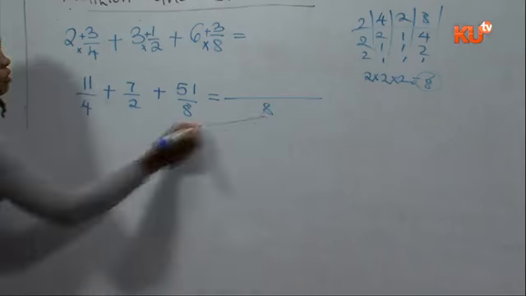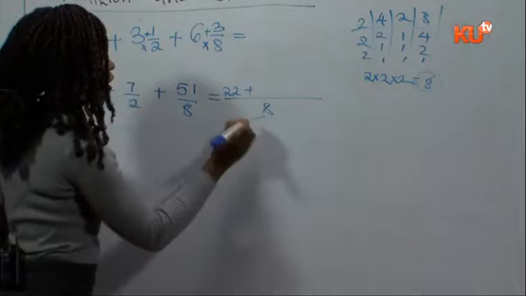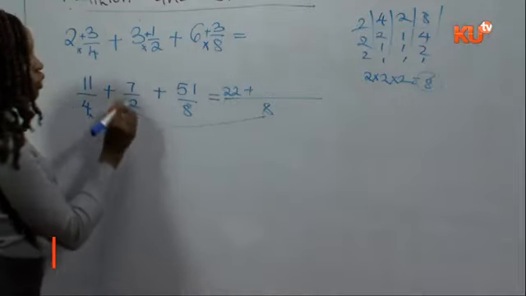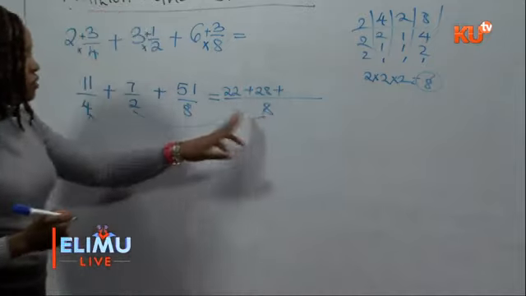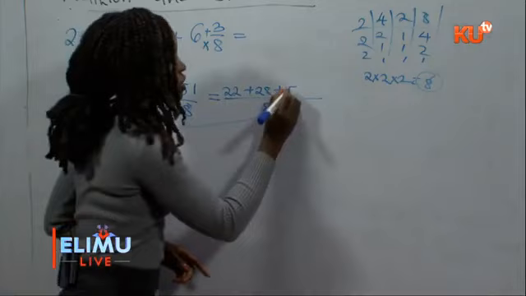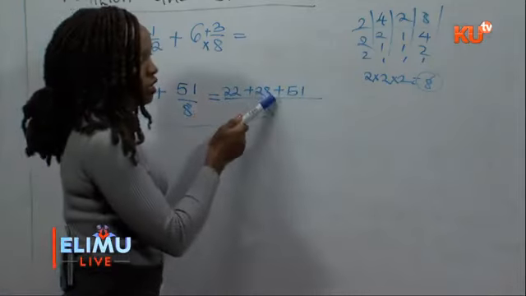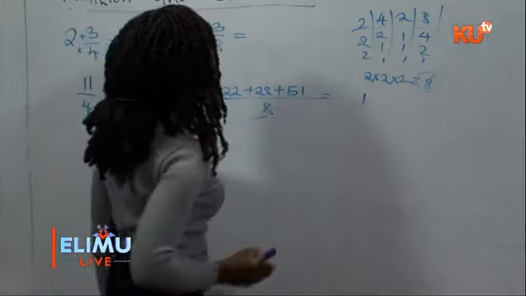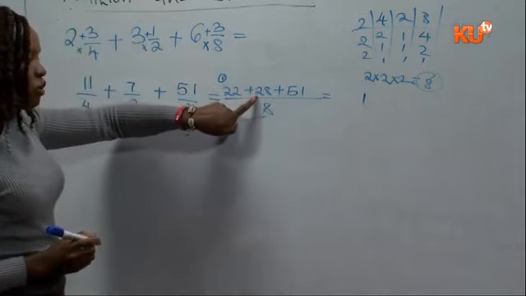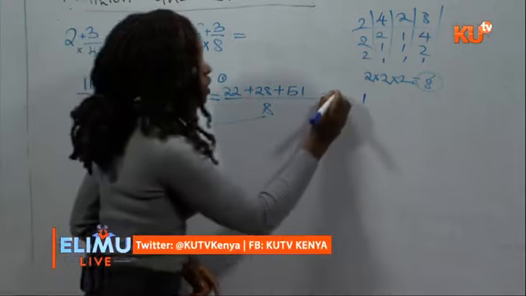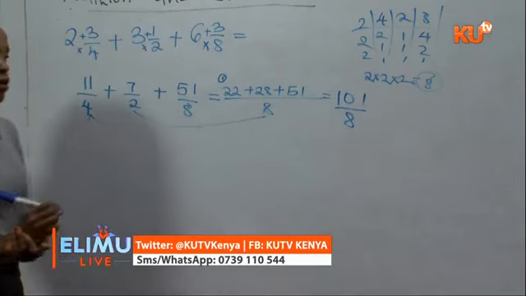8 divided by 4, you get 2. 2 times 11, we get 22. Plus 8 divided by 2, we get 4, times 7, we get 28. Plus 8 divided by 8 is 1, times 51, we get 51. And then we add all of them. 2 plus 8 is 10, plus 1 we get 11, carry 1. 1 plus 2 is 3, plus 2 we get 5, plus 5 we get 10. 101 over 8. So 101 over 8.